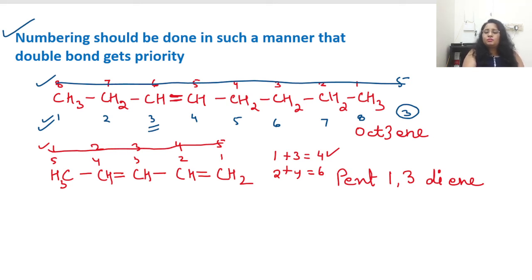So in this full chain, what will we mention? We mentioned the total number of carbon atoms, that is 5. We mentioned there are 2 double bonds by writing diene, and we mentioned the 2 double bond positions. One bond is on number 1 and the second bond is on number 3. So in this way, we will write the correct nomenclature of any given straight chain hydrocarbon.